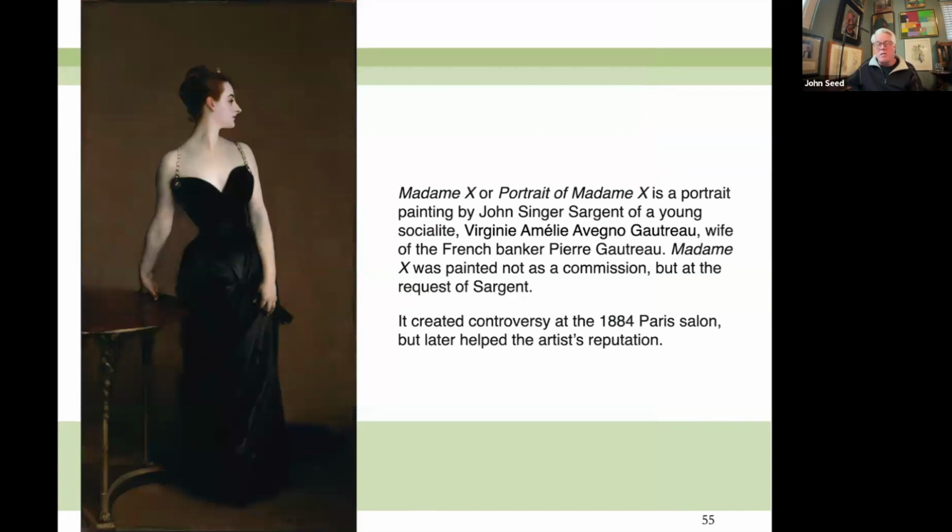One of his most famous paintings, the portrait of Madame X, which created controversy in 1884, was a painting that he requested to make. In other words, Madame Gautreau did not come to him, but he went to her. And she was a society beauty who had been taking arsenic because it was like the Botox of the time. Taking just a little bit of arsenic would make you, what would you say, just a little bit poisoned and give you the pale skin that was required of a society beauty at the time.